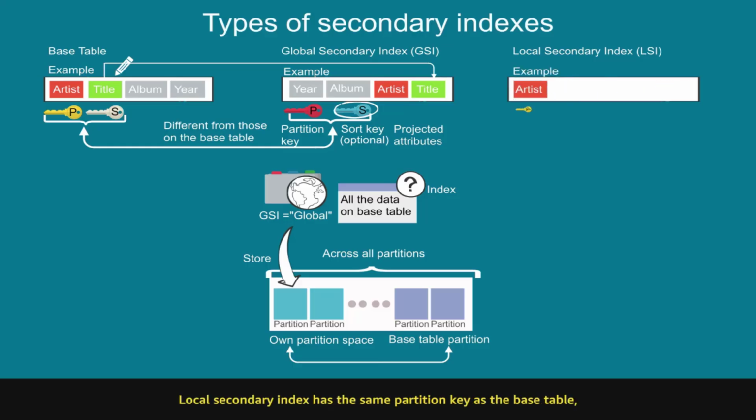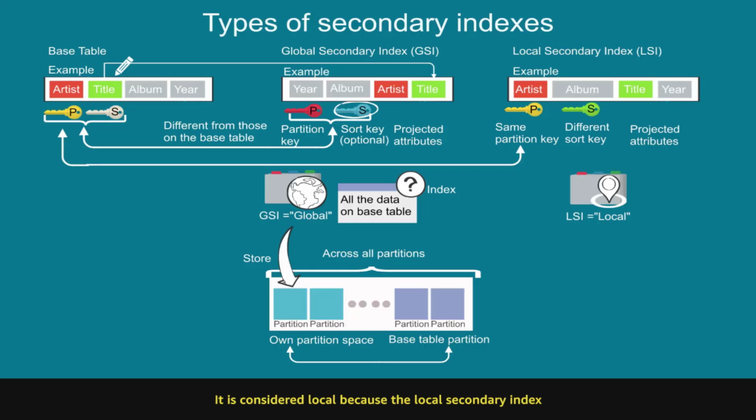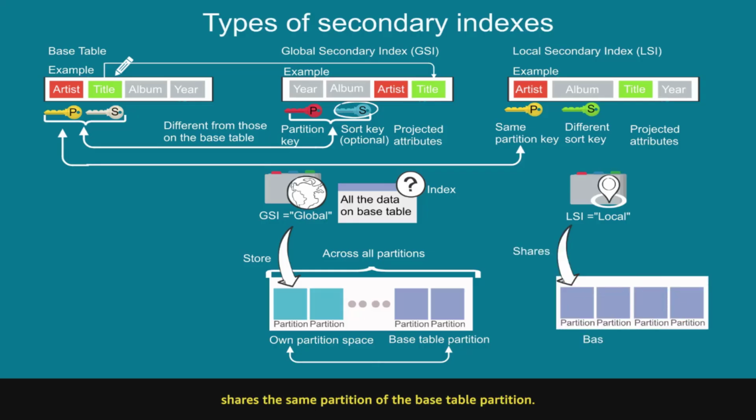A local secondary index has the same partition key as the base table, but a different sort key. Similarly, you can choose to have projected attributes. It is considered local because the local secondary index shares the same partition as the base table partition.